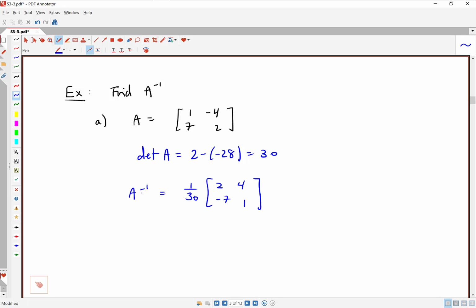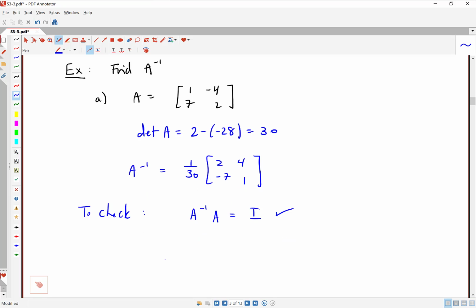Because this is our first time applying that formula, if you wanted to check, you could check that when you multiply A inverse times A, you do actually get the identity matrix. Or alternatively, you could check that if you multiply A times A inverse, you do actually get the identity matrix. Remember that you don't have to check both, because once you know one of these properties, the other one is guaranteed to happen. So typically I'll just check the first one there.